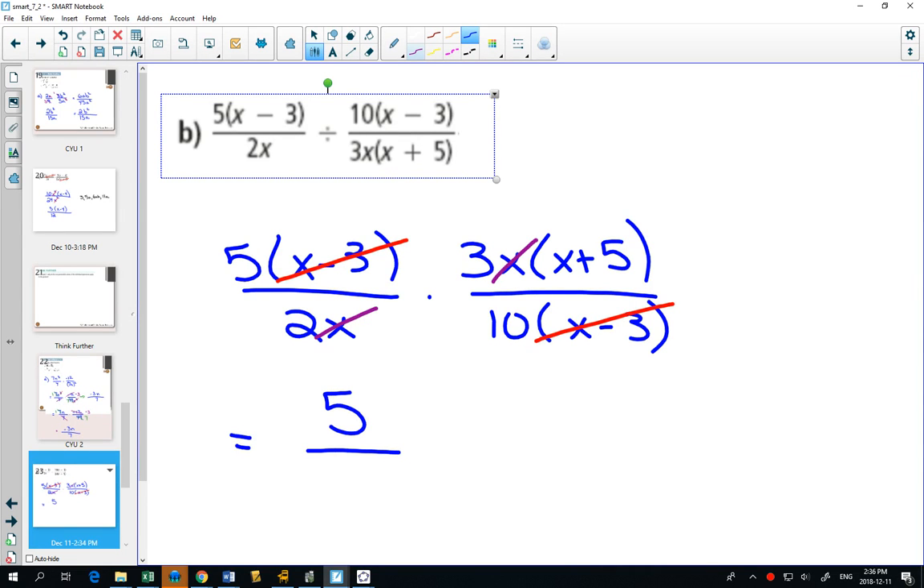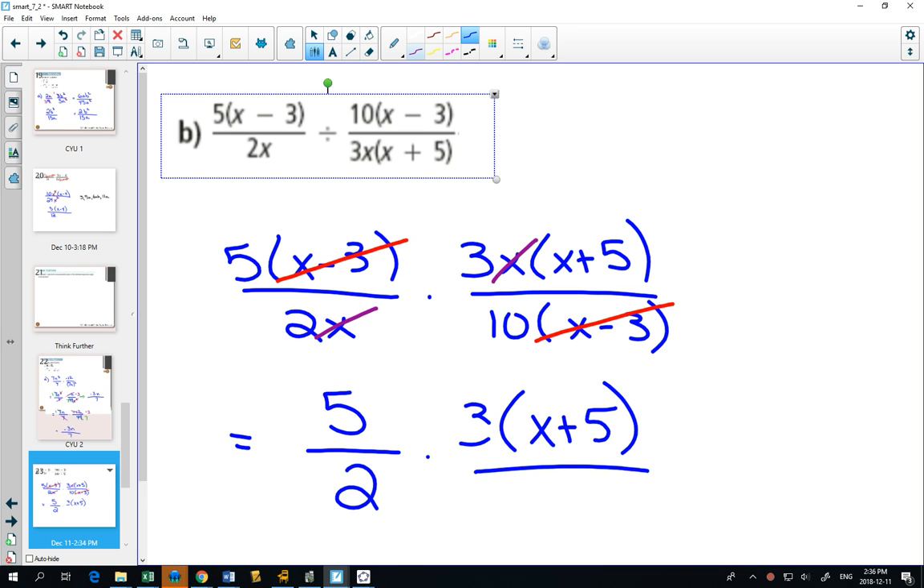Maybe I'll take the time. In this first fraction, I'm left with 5 over 2. In the second fraction, I'm left with 3x plus 5 over 10. Now, is there anything else that can simplify? Now what Kobe said, the 5 over 10. The 5 over 10 could reduce to 1 over 2. Do you see anything else that would simplify? No.